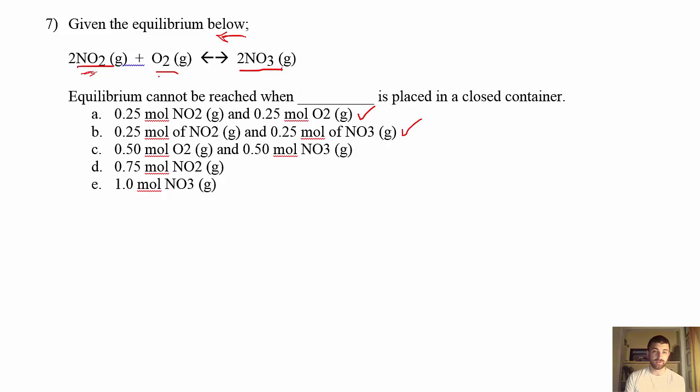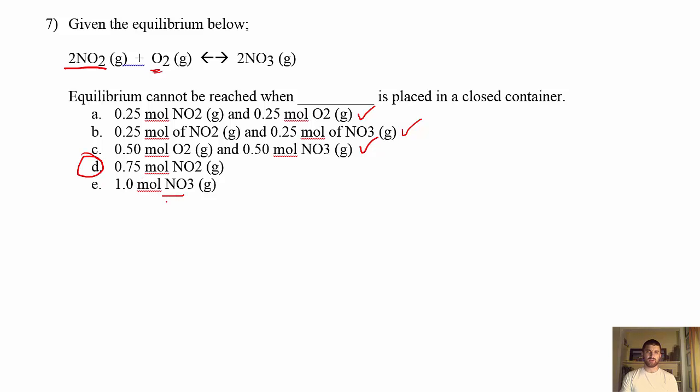If we added some O2 and some NO3, so again, O2, we added some reactant, but we added all the products we needed for that reverse reaction. Let's see if this eraser works for me. Sweet. So this C would also form an equilibrium. If we added 0.75 moles of NO2, well, let's think about this. If I just had NO2, how am I going to make NO3 if I don't have O2? Short answer, you can't. So this one is not going to reach an equilibrium.